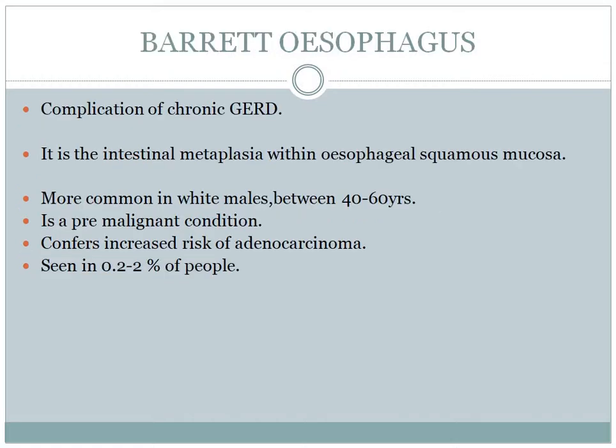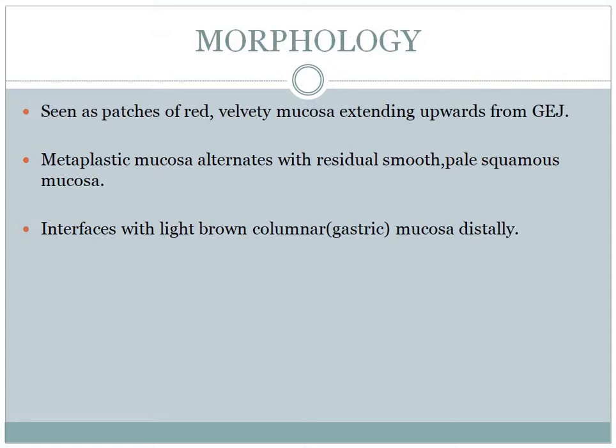Now, what is Barrett esophagus? It is a complication of chronic GERD. It is an intestinal metaplasia of the esophageal squamous mucosa, more common in white males between 40 to 60 years. It is a pre-malignant condition, conferring increased risk of adenocarcinoma. Seen in 0.22% of people, the morphology is a patch of red velvety mucosa extending upward from the gastroesophageal junction. The metaplastic mucosa alternates with residual smooth pale squamous mucosa, and interfaces with light brown columnar gastric mucosa distally.